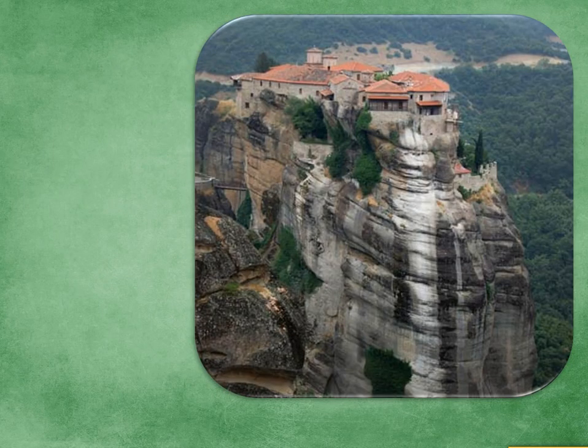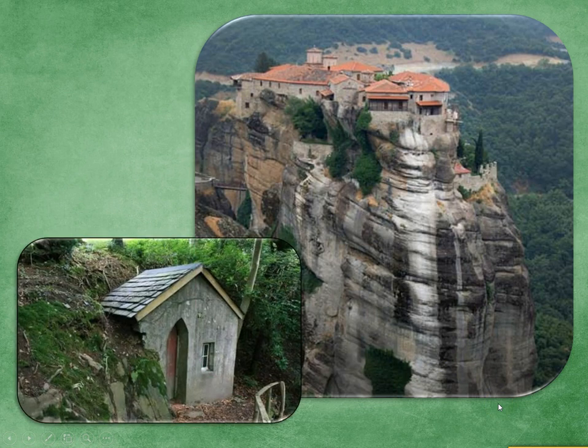And isolation can also look like this. This is a monastery at Meteora, which is in Greece, and it's at the top of this cliff here. Or it might look like this. This is a little cell that's tucked away in a forest.